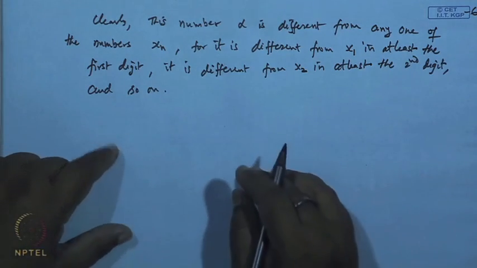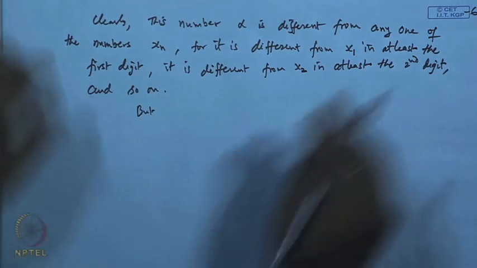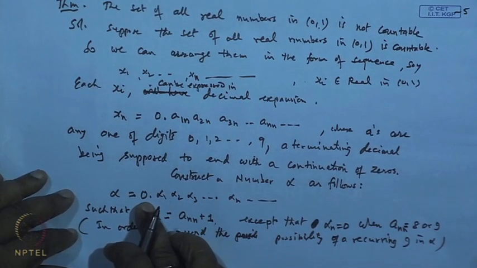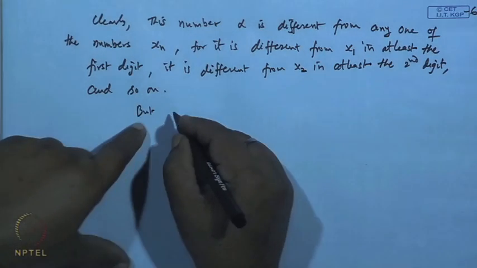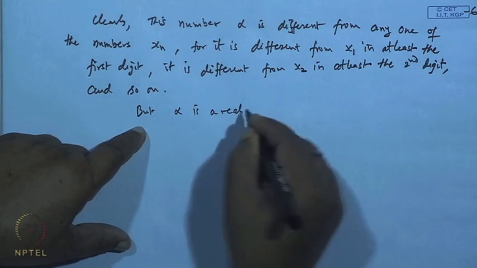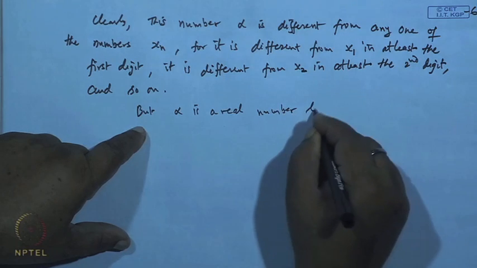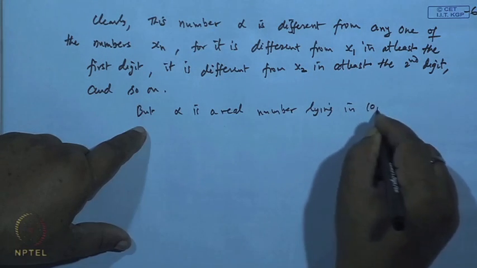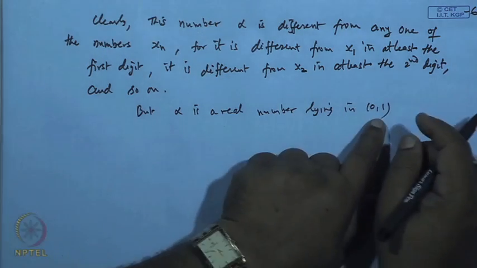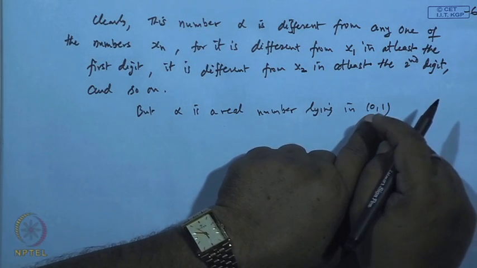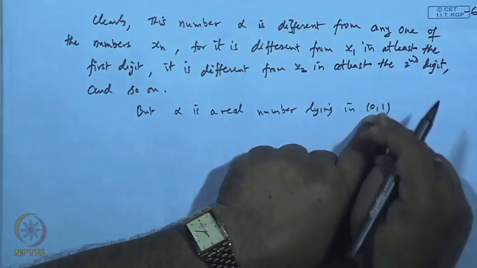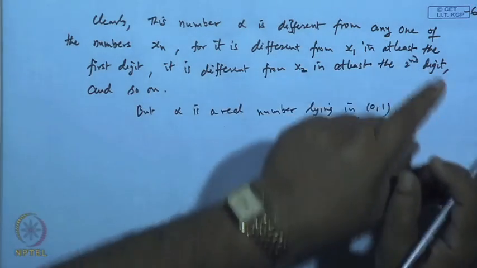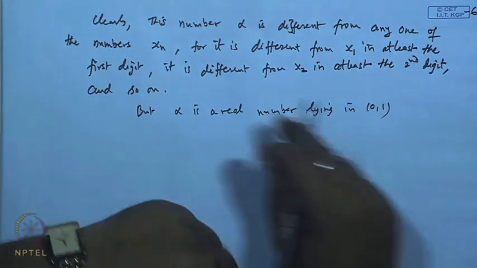So, this way. But alpha is what? Alpha has a decimal expansion where the part on this side is 0, meaning all the terms are less than 1, lying between 0 and 1. So alpha is a real number lying in the interval (0, 1), and since we have assumed that the set of all real numbers in (0, 1) is countable, it can be arranged in the form of a sequence. But this alpha does not coincide with any one of these x n.